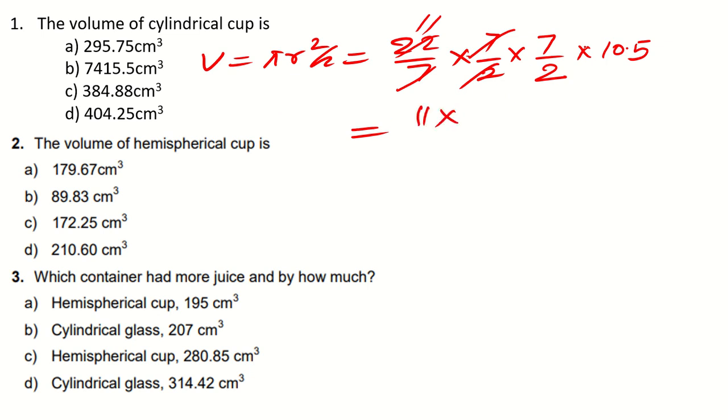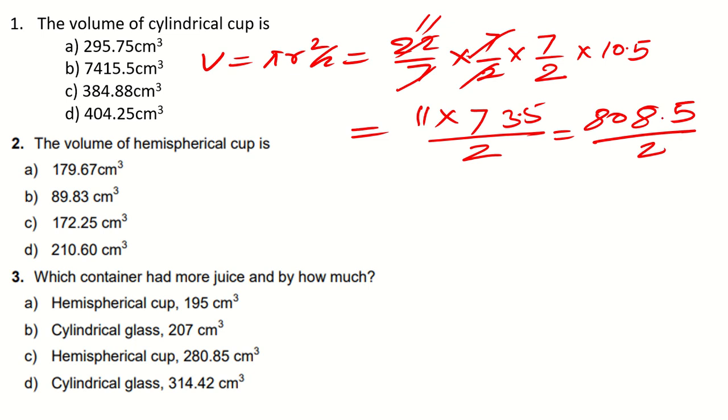11 multiplied by 7 times 105 is 7 times 535. 7 times 1 is 7, and put the decimal point at one place, not two places. Divided by 2. So this is 11 times 5 is 55, 11 times 3 is 33 and 5 is 38, 11 times 7 is 77 and 3 is 80, over 2, decimal point here. So this will be 404.25, I guess. Okay, so you see this is the answer.